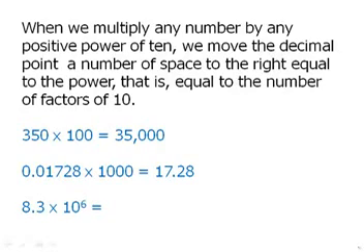8.3 times 10 to the 6. This, of course, is scientific notation. We're going to move the decimal point 6 places to the right. The first place, it will be next to the 3, and then the next 5 places will need 5 place holding zeros. And we get 8,300,000.